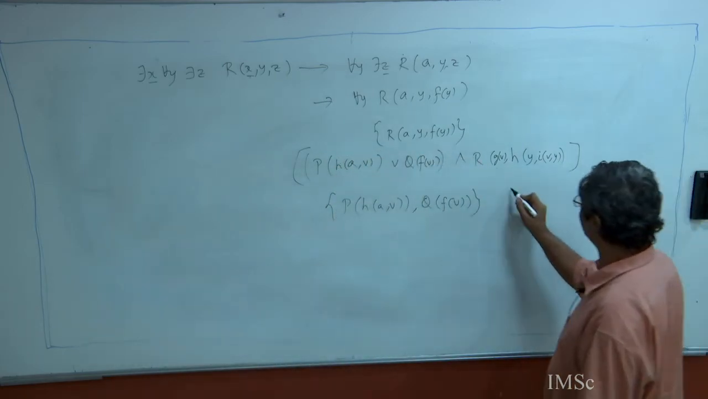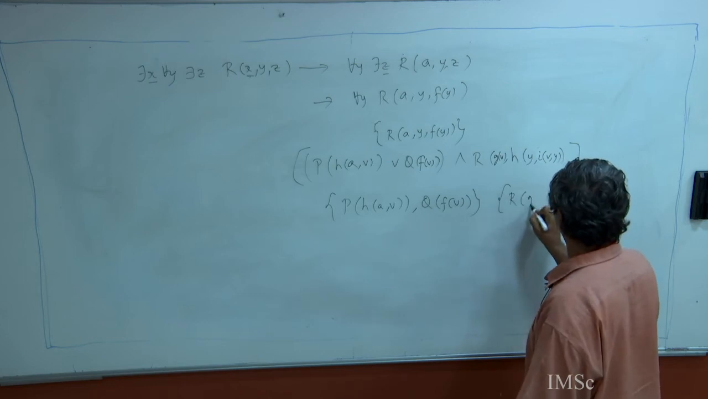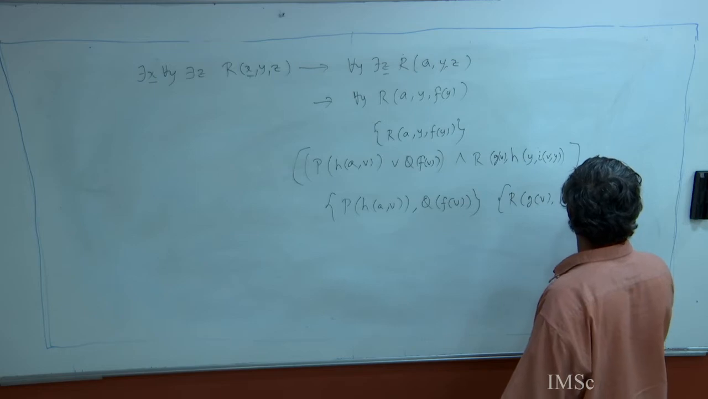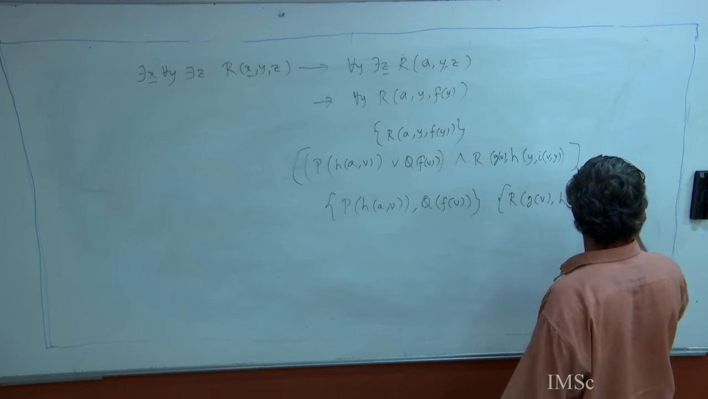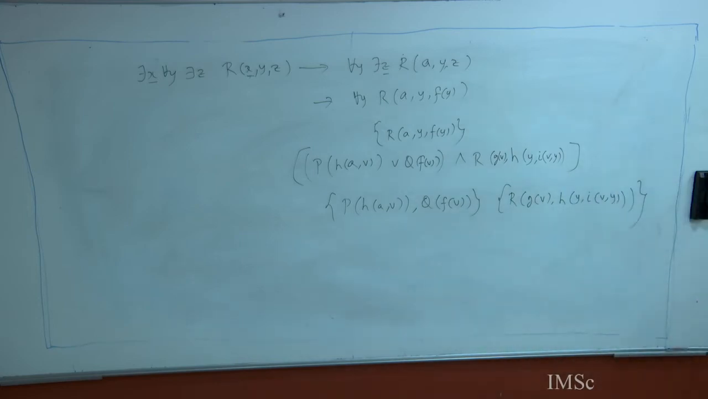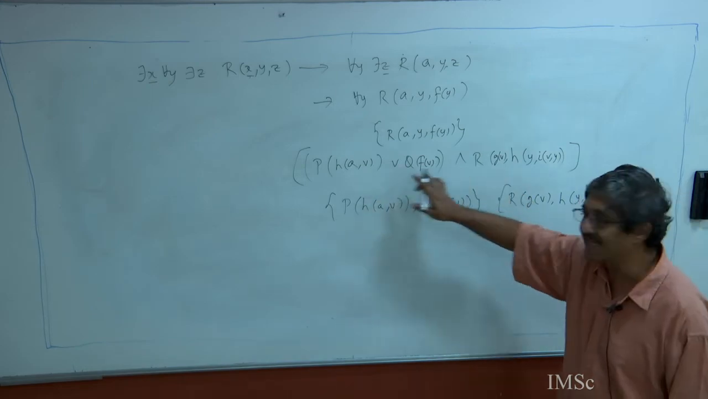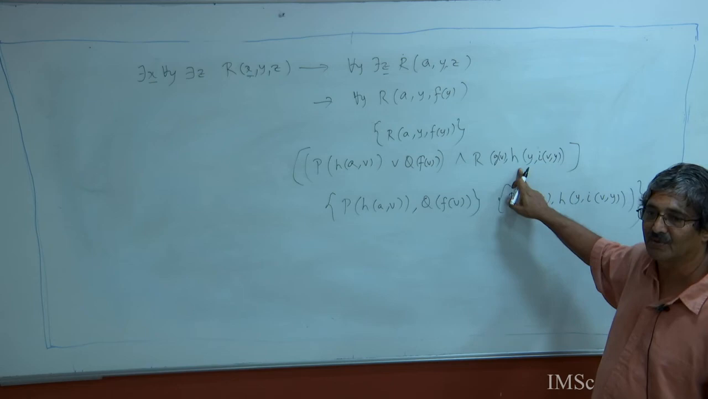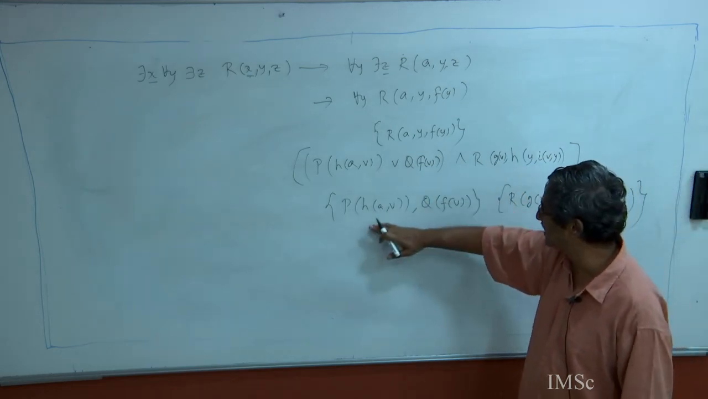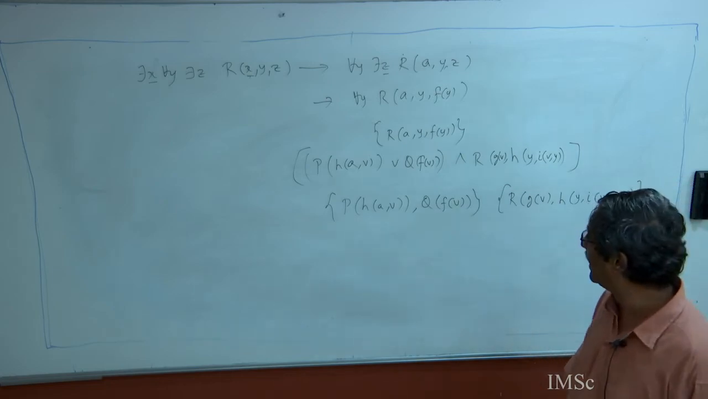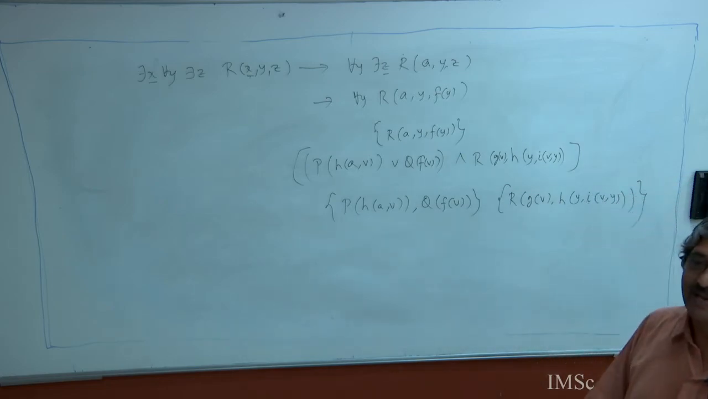This is one clause, and the second clause, remember this is already in CNF, right? It's a conjunction having two conjuncts, and this has two disjuncts, this has one disjunct. Now, this is how I did this.